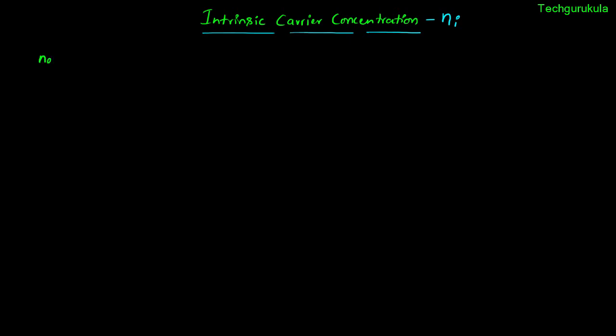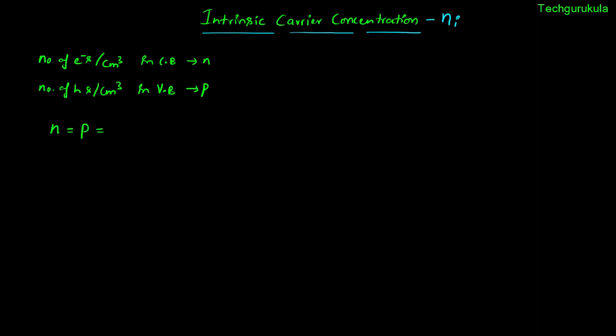The number of electrons per unit volume, which usually we will take as centimeter cube, is called the electron concentration in conduction band, and we call it N. Similarly, the number of holes per centimeter cube in valence band is given by P. We know that in intrinsic semiconductor, the number of electrons in conduction band is equal to the number of holes in valence band. So we can say the carrier concentration in conduction band, which is N, will be equal to the hole concentration in valence band. So for intrinsic semiconductor, N is equal to P.